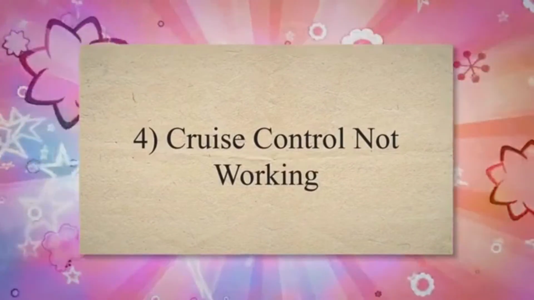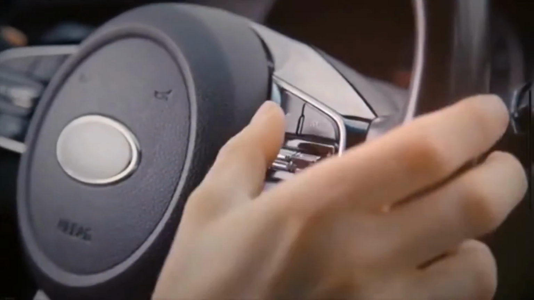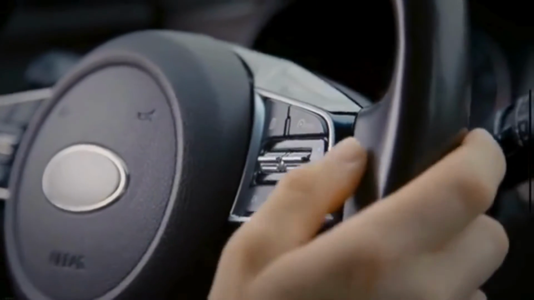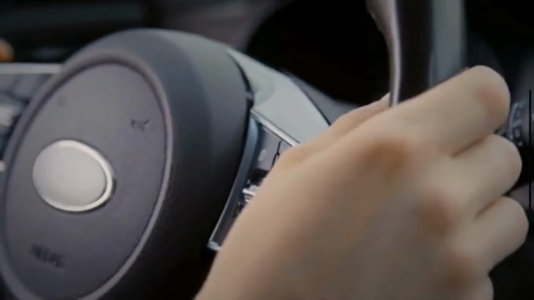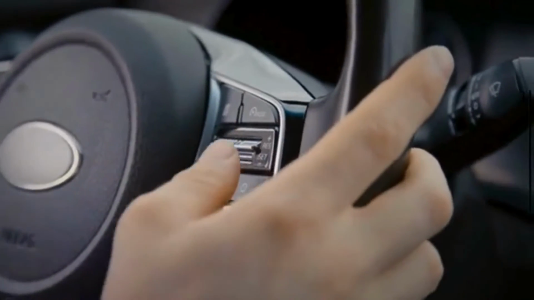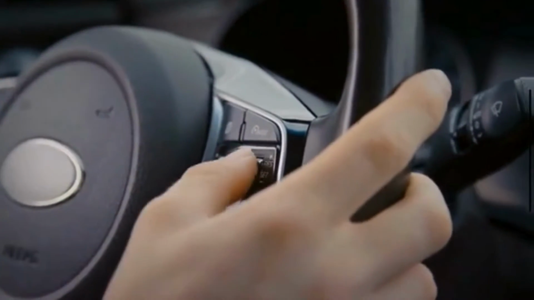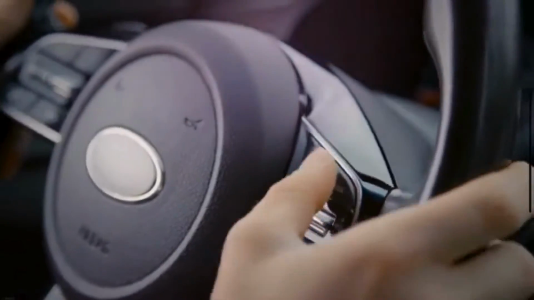4. Cruise control not working. Many vehicles use the brake light switch to disengage the cruise control when the brakes are applied. If the switch fails, it may not send the signal to deactivate the cruise control, causing issues with this system.